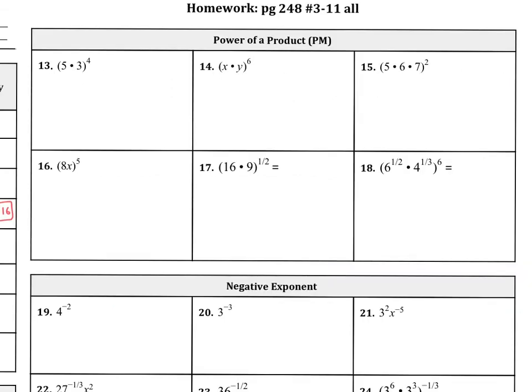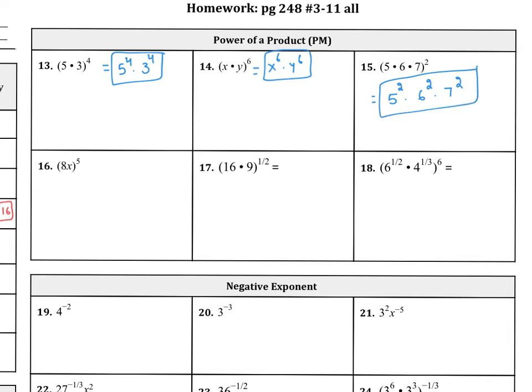13. When you have power of a product, you're going to distribute the power with both the numbers. So the answer is this. You can simplify it more if you want to, but these are big numbers, so I just left it there. This one is x to the power 6 times y to the power 6, and this is 5 to the power 2 times 6 to the power 2 times 7 to the power 2. Again, you can use the calculator. 5 to the power 2 is 25, 36 times 49, but you can also leave it there.